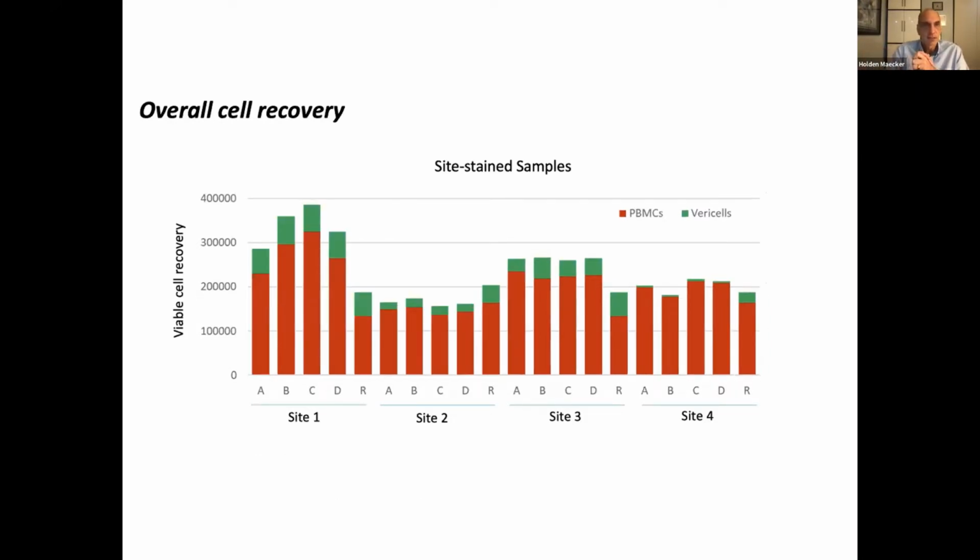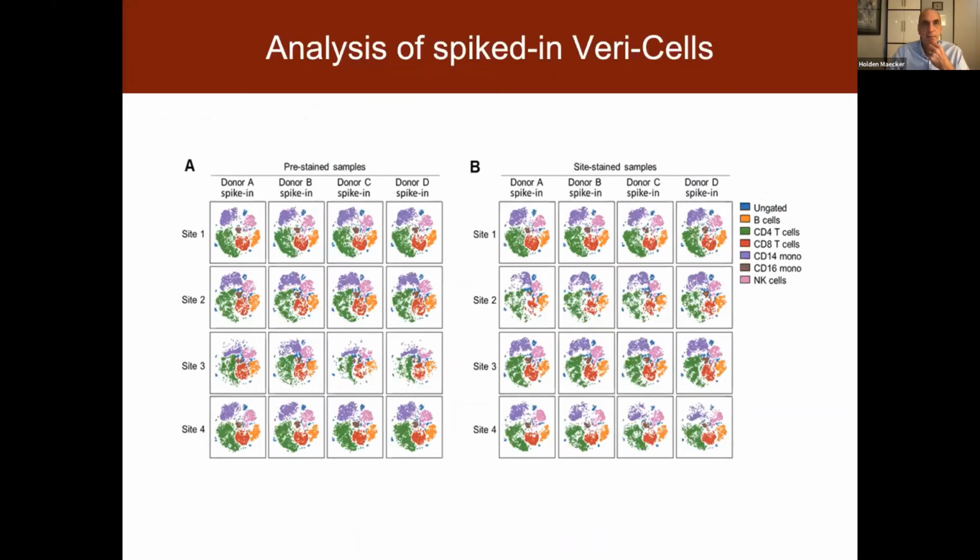And now you see decent recovery across all sites for both the PBMCs in red and then the spiked in so-called varicels that are the tantalum labeled lyophilized controls. So now we could really analyze the data. We took advantage of viSNE plots, which show you a 2-dimensional representation of the high dimensional data and allow you to color by different markers.